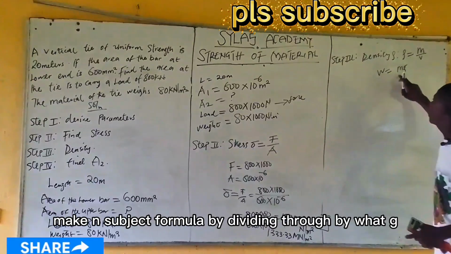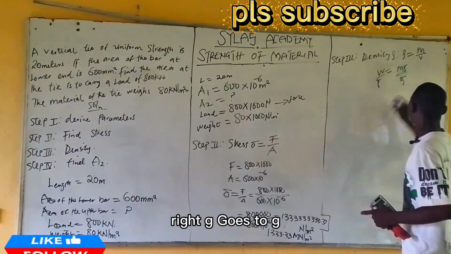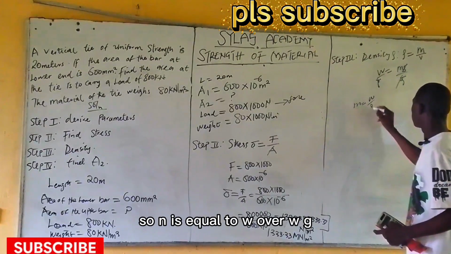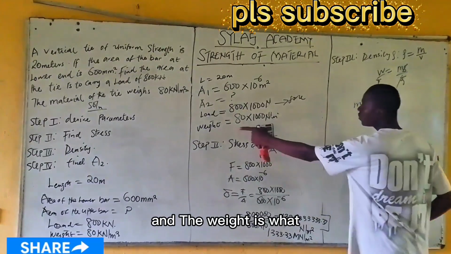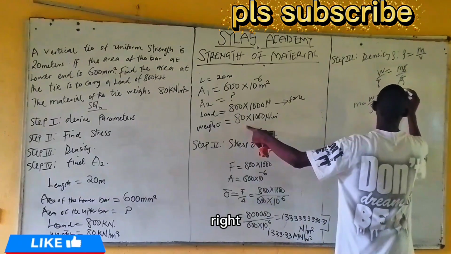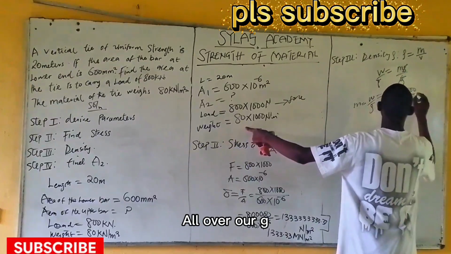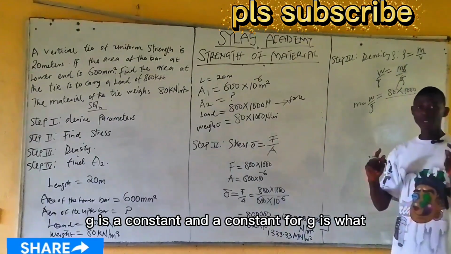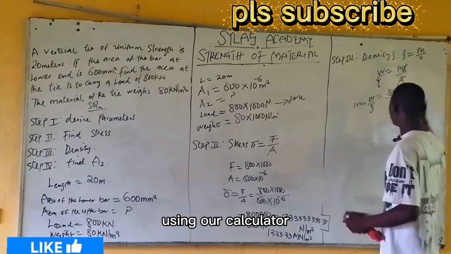Now, we are going to make m the subject of the formula by dividing through by g. Right? g goes to g. So m is equal to w over g. Okay, we have known our w, which is the weight. And the weight is 880,000 times 10 times 1000 all over our g. You know that g is a constant, right? And the constant for g is 9.81.